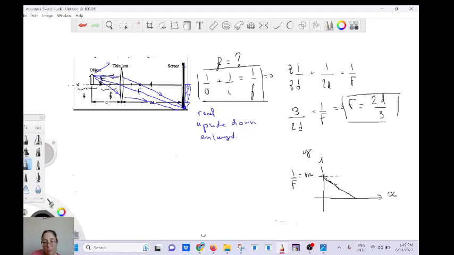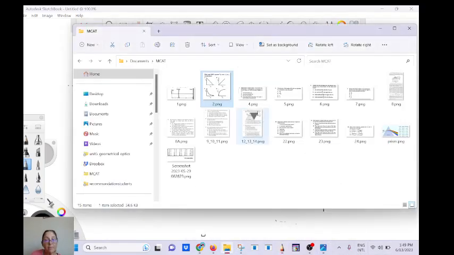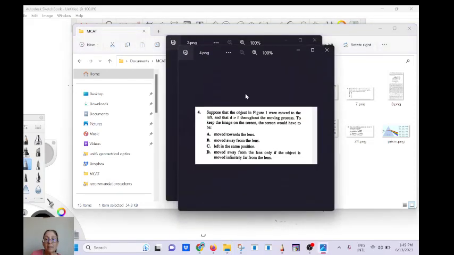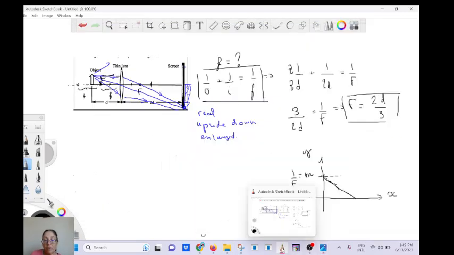So let's see number 3. Number 3, I don't have it. Do I have it? No. So number 3, the question is find the magnification here.